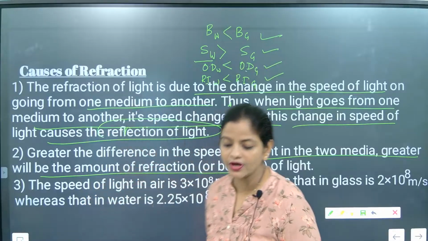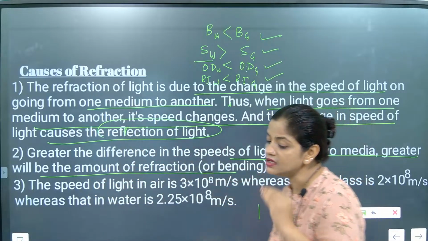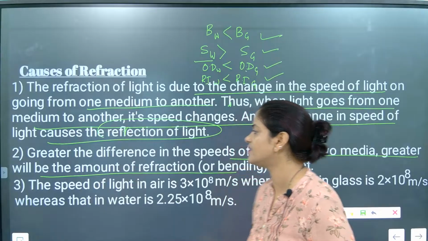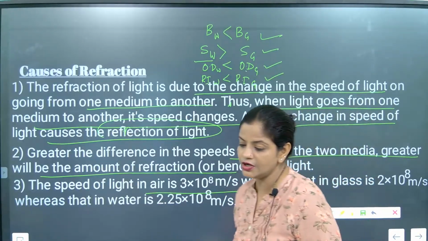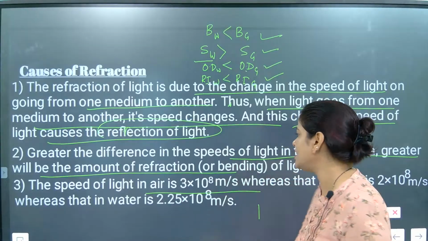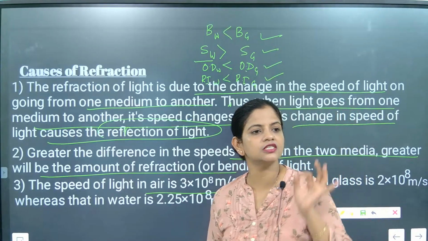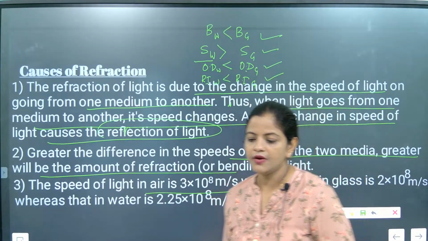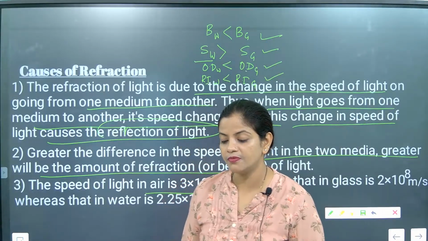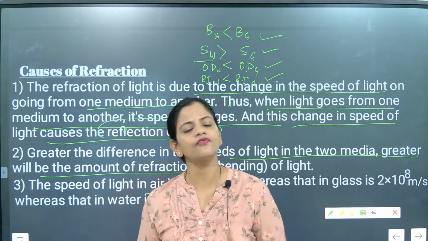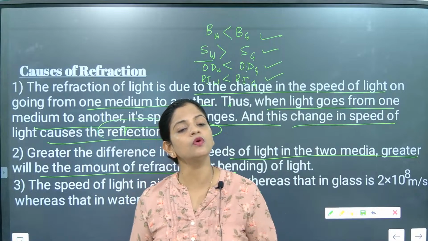Now the third point we are going to talk about. Please check this one, children. The speed of light in air is how much, beta? 3 into 10 to the power 8 meter per second. This is the speed of light in air. Now, one question I am asking all of you. Can you answer me why the speed of light in air is more?